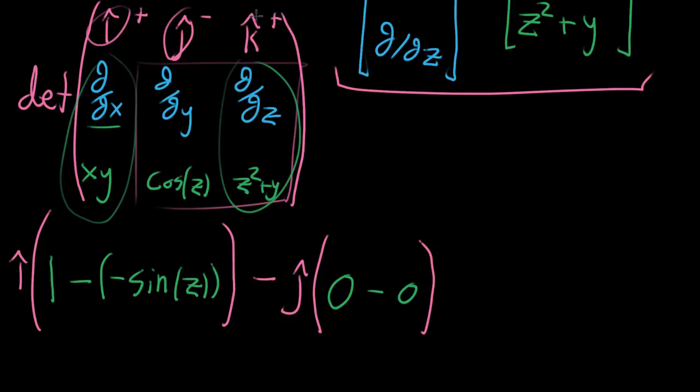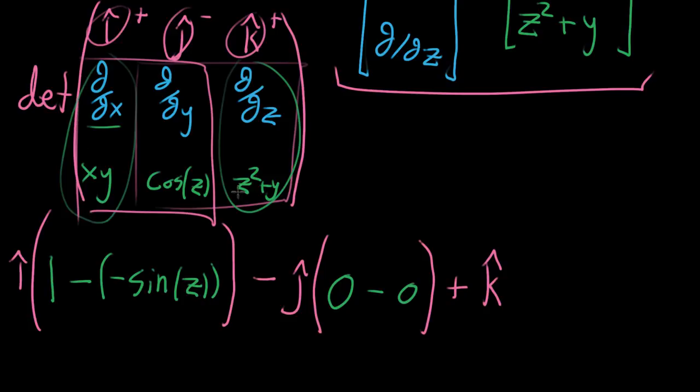And then finally, we're adding this last component. So we're going to add that last component, k, multiplied by the determinant of this submatrix of the columns that it's not part of. So this involves partial derivative with respect to x of cosine z. Well, no x's show up there, so that's just 0. And then we're subtracting off the partial with respect to y of x times y. Well, x looks like a constant, y looks like the variable, so that partial derivative is just x. So we're subtracting off x.